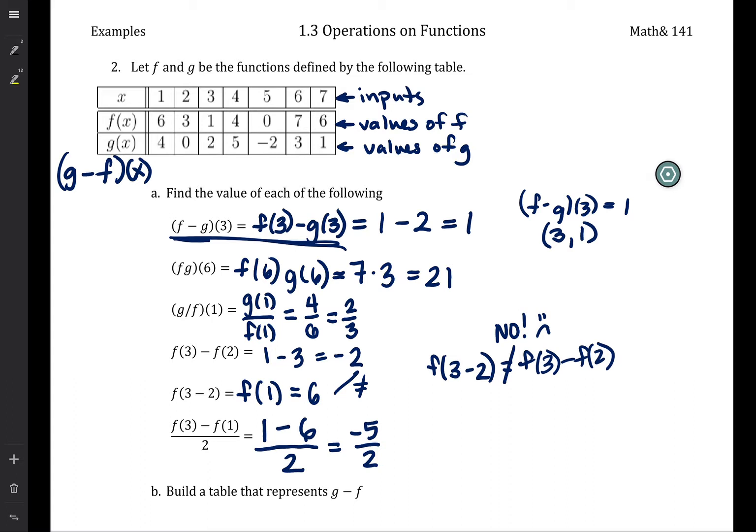So if I plug 1 into g minus f, can I do this without tongue-tying myself? Okay, so g minus f of 1 is going to be g of 1, which is 4, minus f of 1, which is 6. So I'm going to get negative 2. g minus f of 2 is going to be g of 2, which is 0, minus f of 2, which is 3, so negative 3.